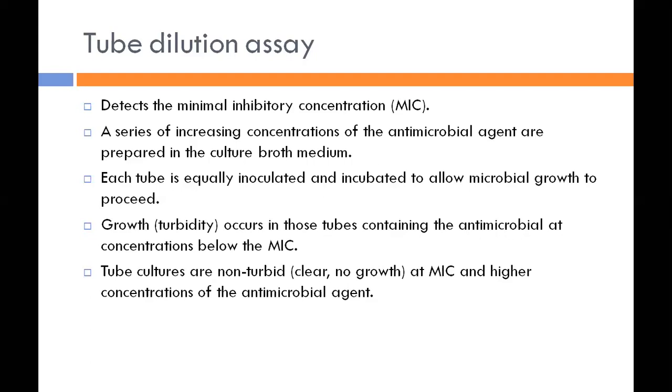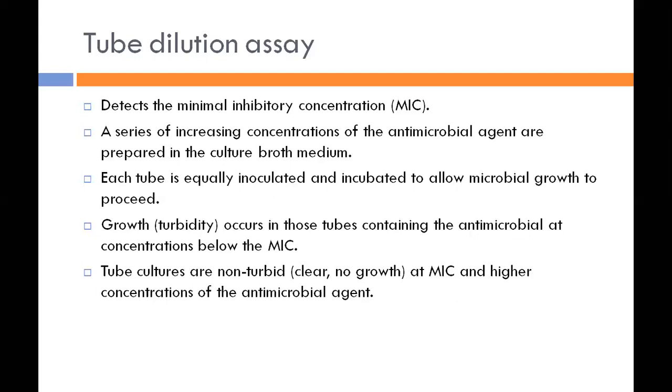So let's first read the procedure. A series of increasing concentration of antimicrobial agent are prepared in the culture broth medium. Each tube is equally inoculated and incubated to allow microbial growth to proceed. Now growth, because it is a nutrient broth, will be observed in terms of turbidity. Growth occurs in those test tubes containing antimicrobial at concentration below MIC, below minimum inhibitory concentration. And tube cultures are non-turbid, or you won't observe growth, at MIC and at higher concentrations.